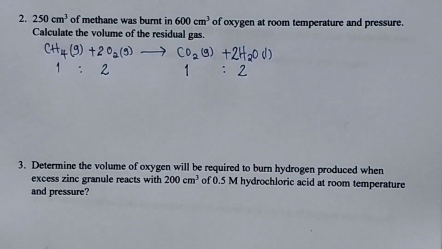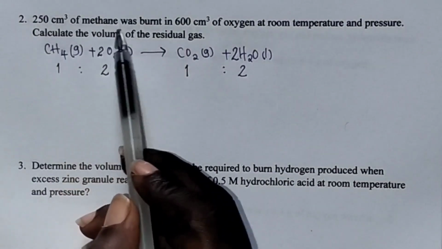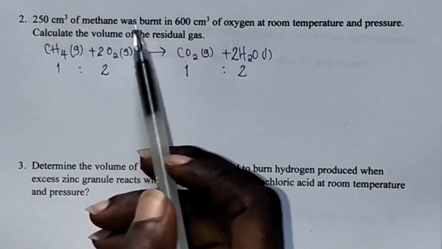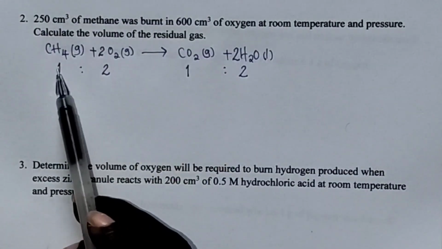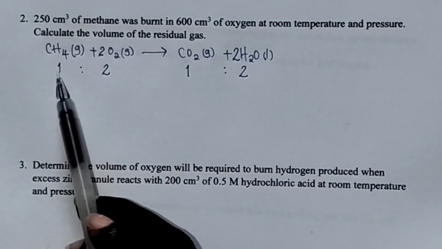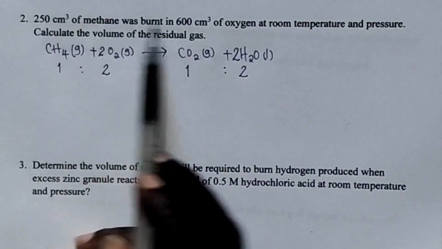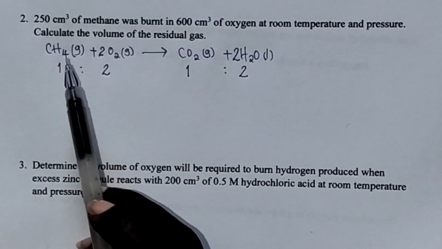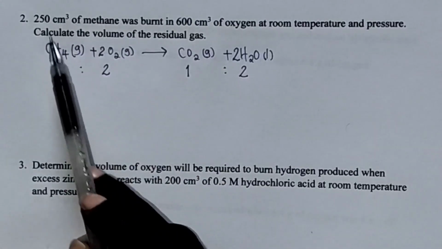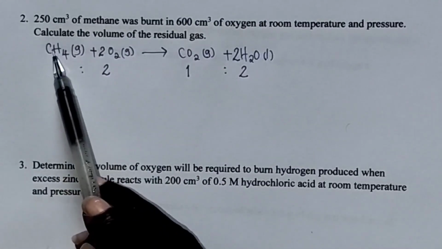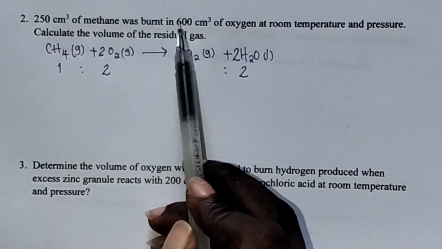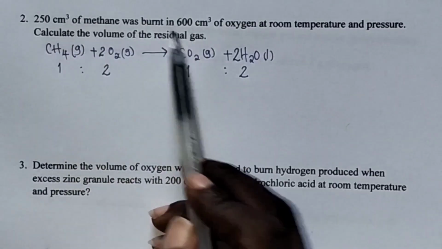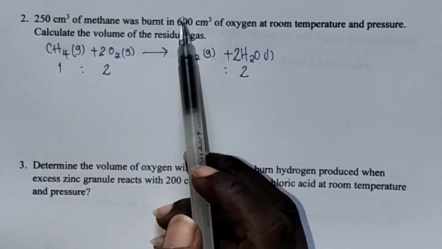So we are given 250 centimeter cube of methane gas, which was burnt in 600 centimeter cube of oxygen. When we check, the mole ratio between methane and oxygen is 1:2. That means one of these is in excess. Let's check the one that's in excess. If we have 250 for methane, the volume of oxygen will be times 2 of this, which is 500. But here we have 600. That means it is oxygen which is in excess.